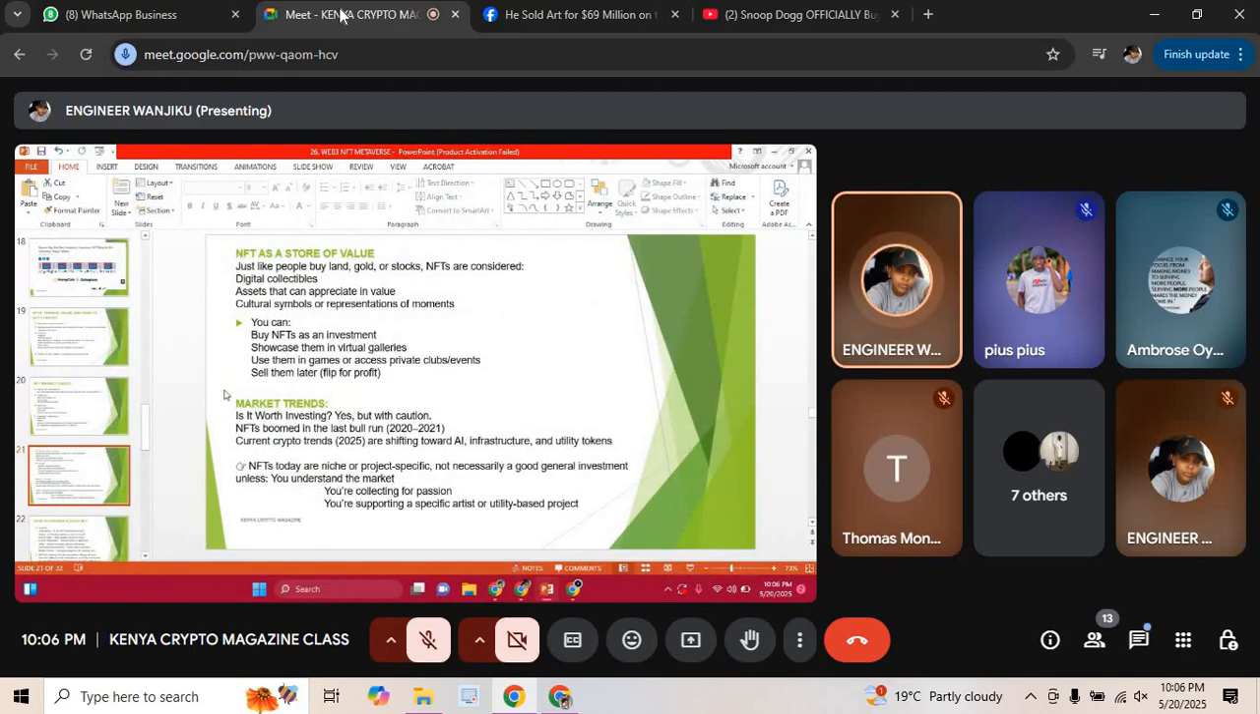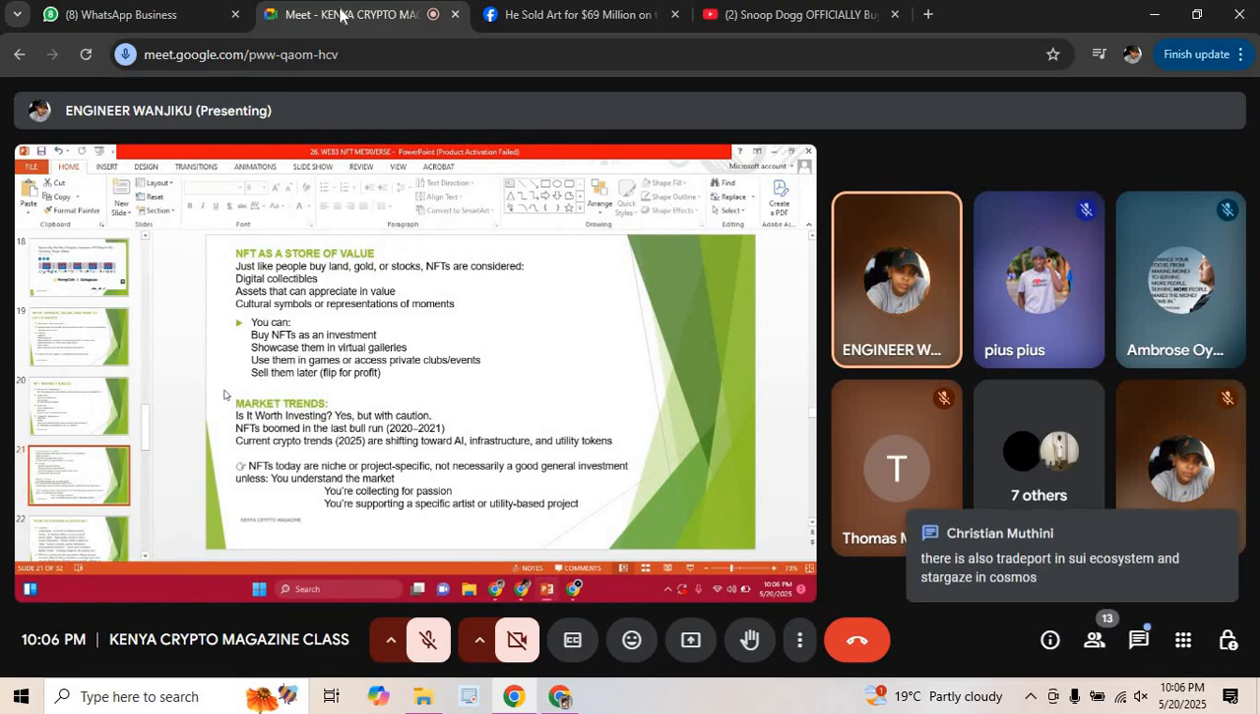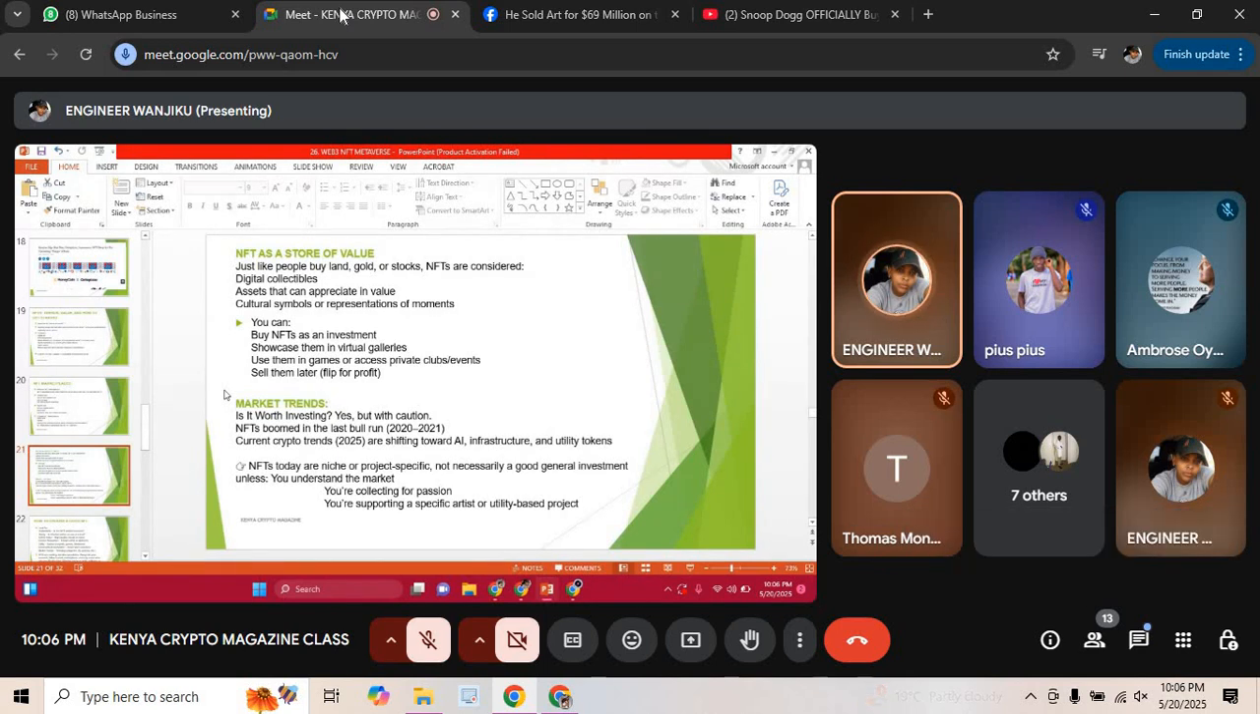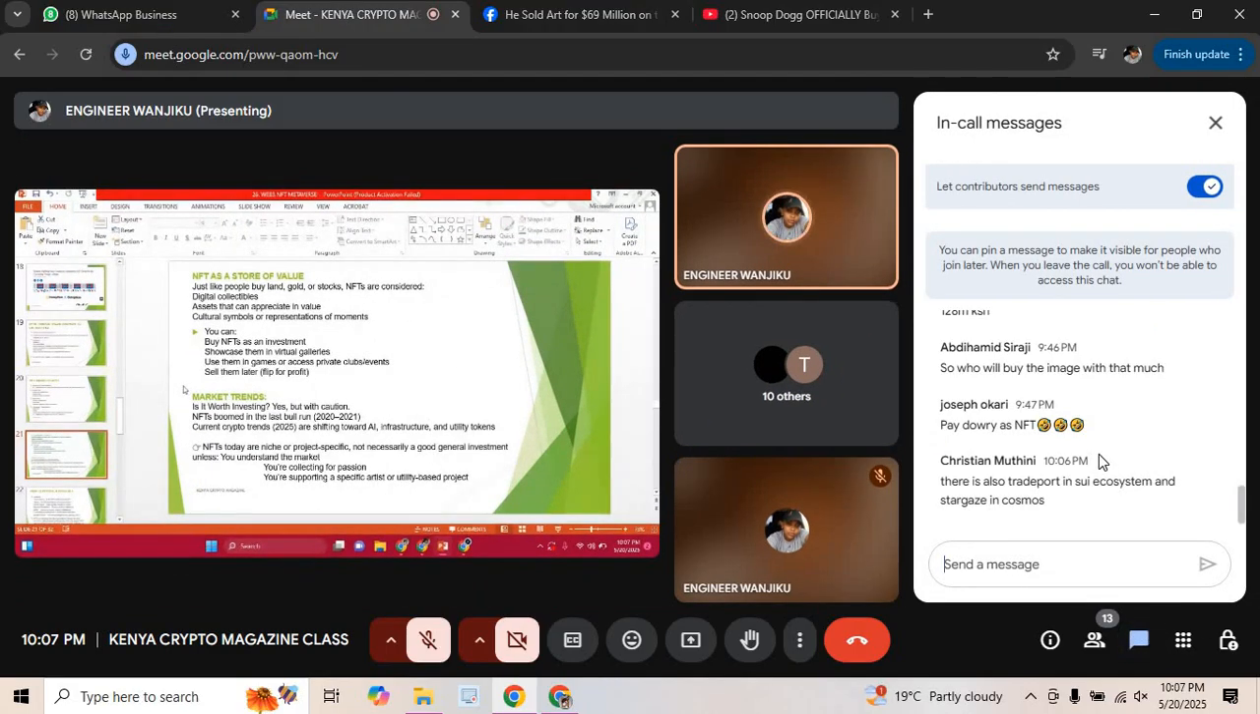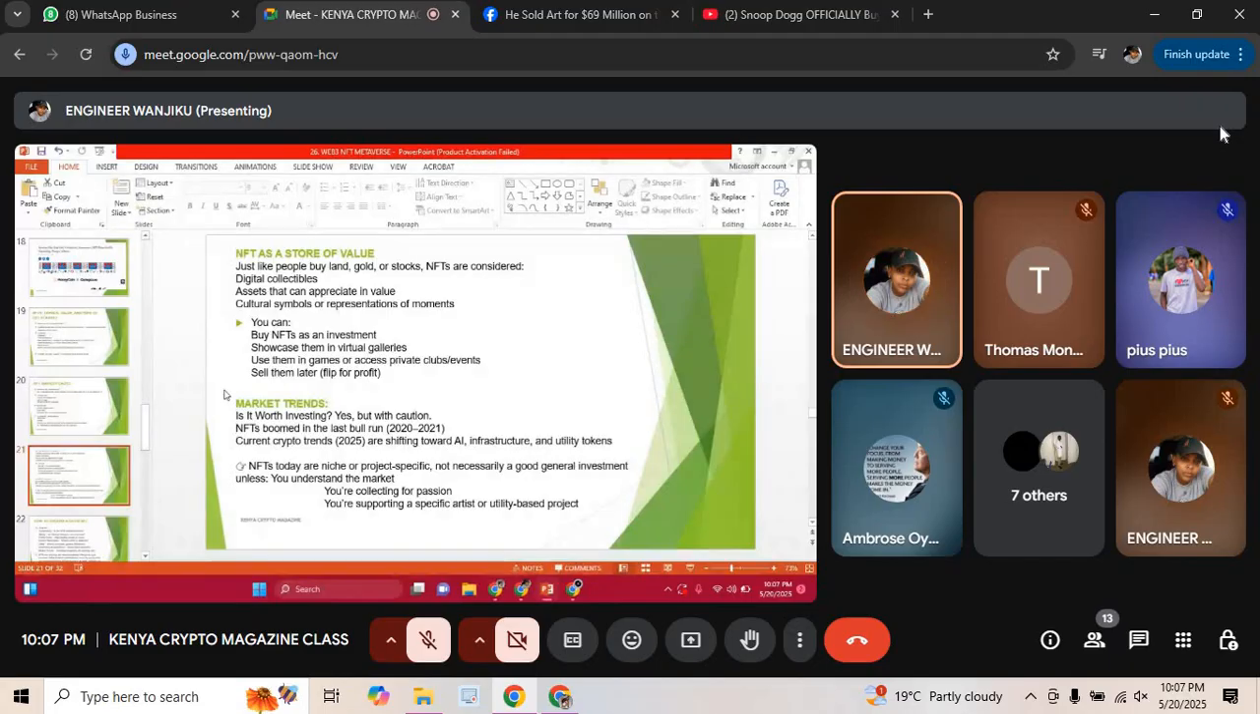So NFTs can be used as a store of value. Just like people buy land, gold, or stocks, NFTs are considered as digital collectibles. I can see Christian is saying there's also Tradeport. Let me just navigate to that message. There's also Tradeport in the Sui ecosystem and Stargaze in the Cosmos ecosystem. So these are basically other NFT marketplaces. I don't know about them, but thank you for sharing that.